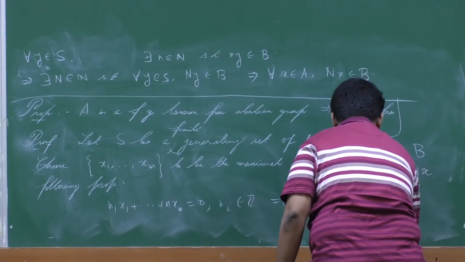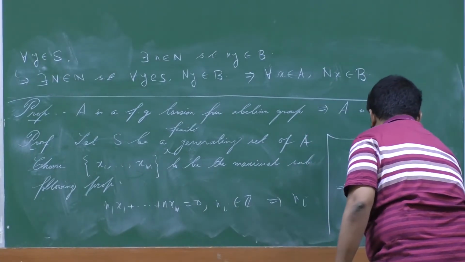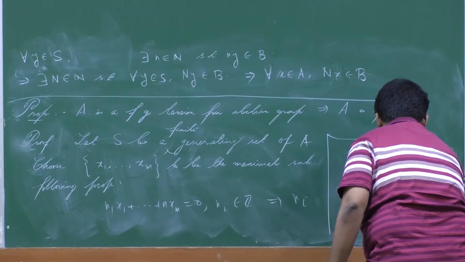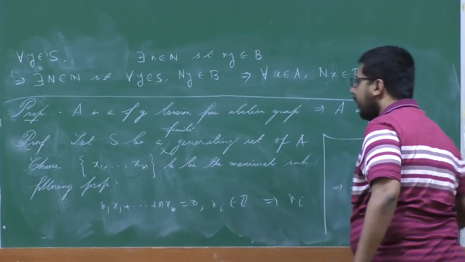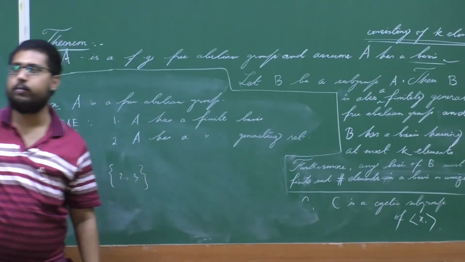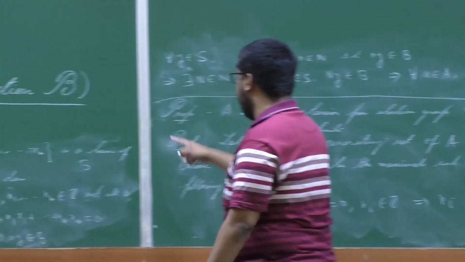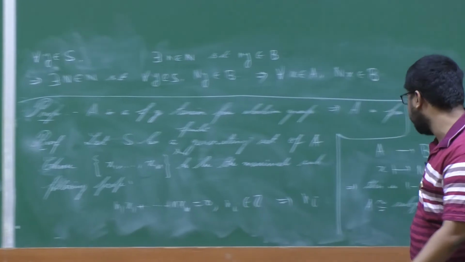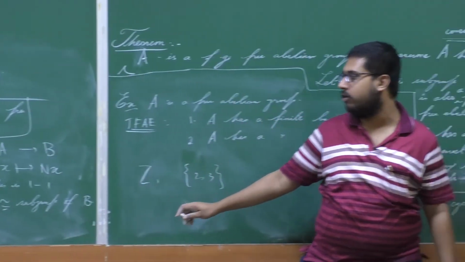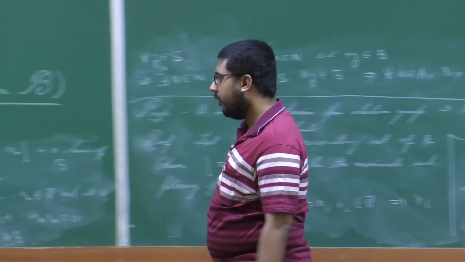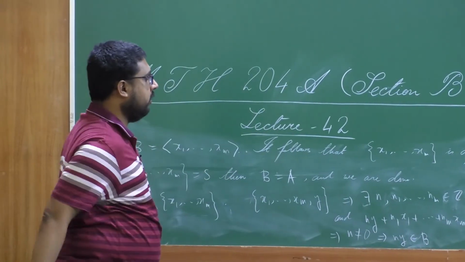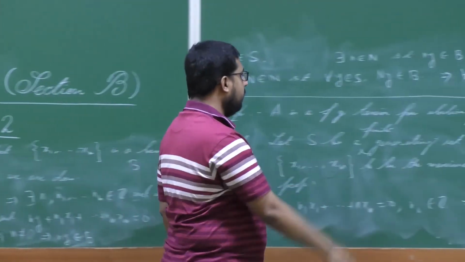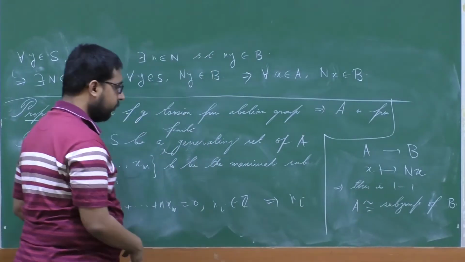So therefore A is isomorphic to some subgroup of B. By definition B is free. Now by this theorem, being a subgroup of a finitely generated free abelian group, B is finitely generated and free. A, being isomorphic to a subgroup of a finitely generated free abelian group, will also be free. Okay. So whenever we are dealing with a finitely generated torsion free abelian group, it has to be free.